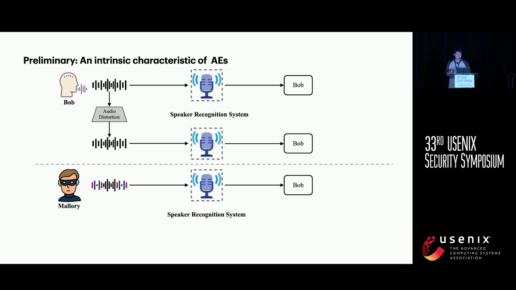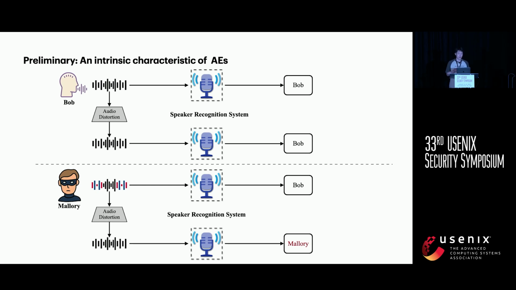Now, let's introduce an audio distortion module. For Bob, even a distorted voice sample would still be recognized as his, because SR systems are initially designed to be robust against all kinds of audio distortions. However, this situation is different for adversary examples. The carefully crafted noise that enables the attack is usually subtle and can be easily disrupted, causing the attack to fail. So this indicates that the model predictions are unstable for adversary examples, while they remain stable for benign samples.